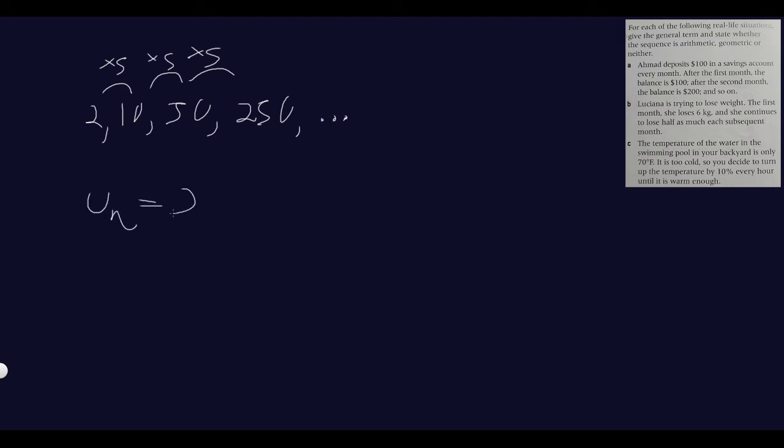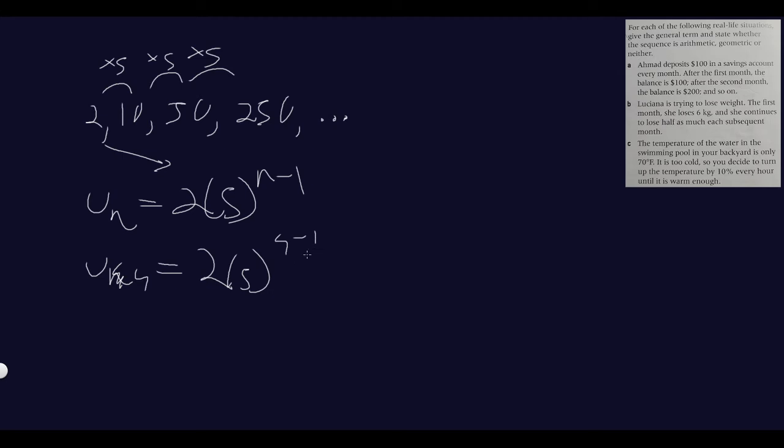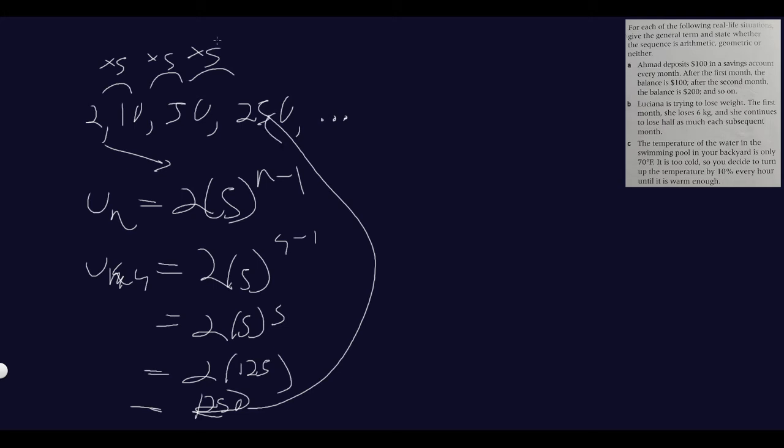u_n equals the first term, which is 2, times 5 to the, well, you guessed it, n minus 1. It always follows the same exact routine. And how can we verify it? Well, let's just test out the fourth term, or u_4. This would be 2 times 5 to the 4 minus 1, which would give us 2 times 5 to the third, which would be 2 times 125, which would give us 250, which corresponds to our sequence, meaning that we did do the sequence correctly.